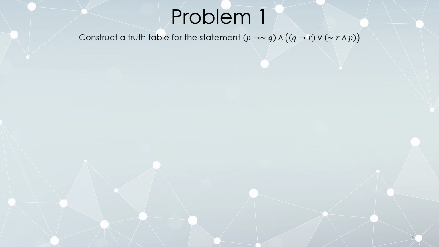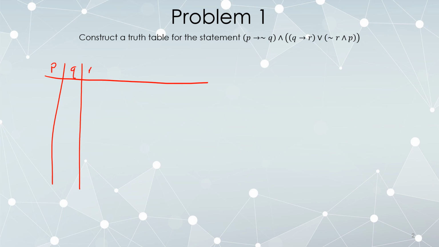All right, let's take a look at our first problem. We are going to construct a truth table for this statement. So we need to go ahead and sketch out our truth table. Now the first thing we can do is declare the individual letters, our sort of fundamental statements. And we have a P, we have a Q, we have an R.